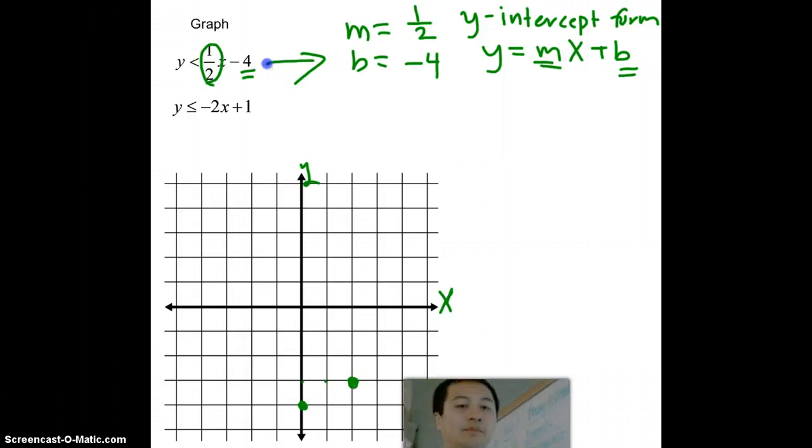I have my line. Before I graph my line, people still make this mistake, and I saw that in the last quiz. You have to ask yourself, is that dotted or solid? And look at the inequality right here. Is that equal or not equal? If it's not equal, then it's dotted. If it's equal, then it's solid, right? Since it's not equal, it's dotted, so I graph my dotted line here.